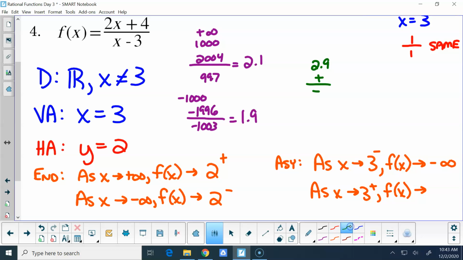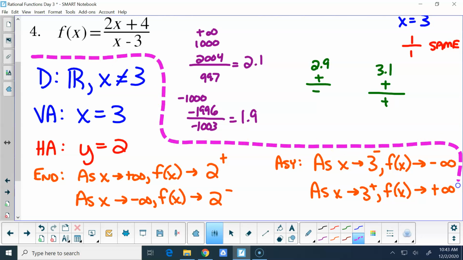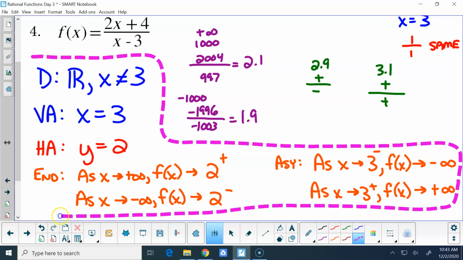And then let's go with 3.1, because that's on the right side of 3. Positive times 2 is positive, plus 4 is still positive. 3.1 minus 3 is positive 0.1. So this one would go to positive infinity. Positive divided by positive. And there's all our answers.